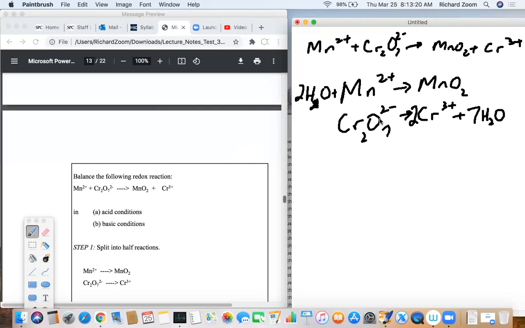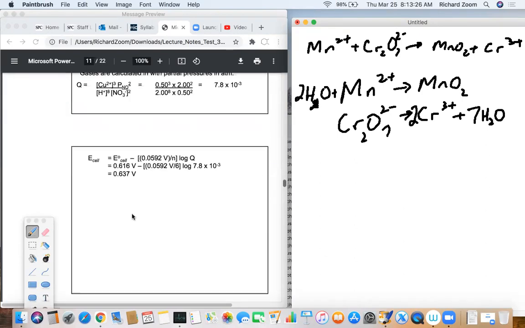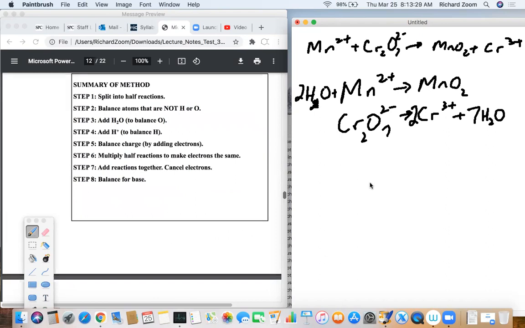Okay, the next thing we need to do after we balance the oxygens is balance the hydrogens, and we do that by adding H pluses. We count the hydrogens on each side. For this one, that's a 2, so that'd be 4 hydrogens. So I add 4 H pluses to this side to balance the hydrogens. On this side, we've got 7 times 2 is 14, 14 H pluses. That would balance the hydrogens out.